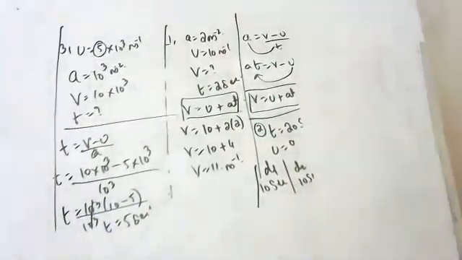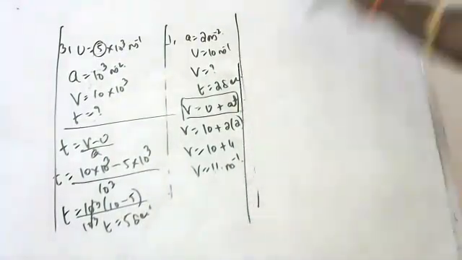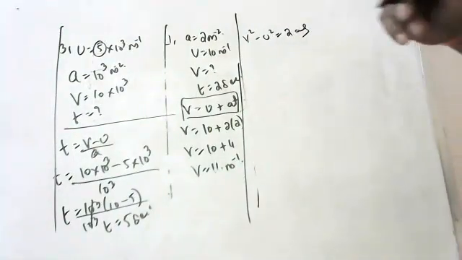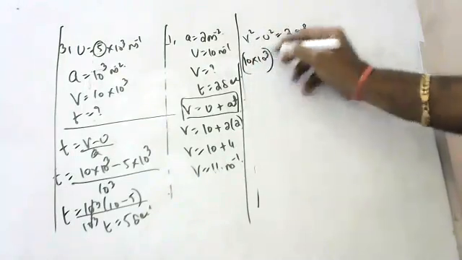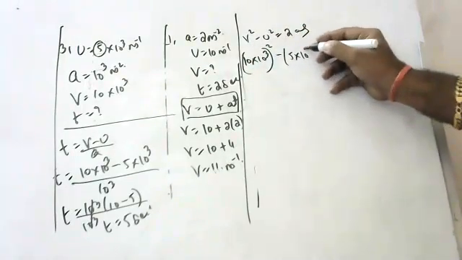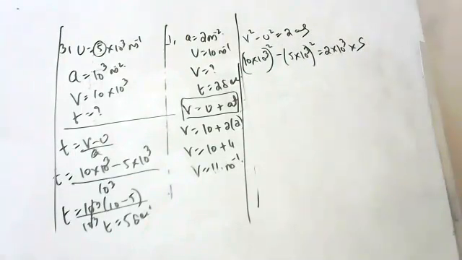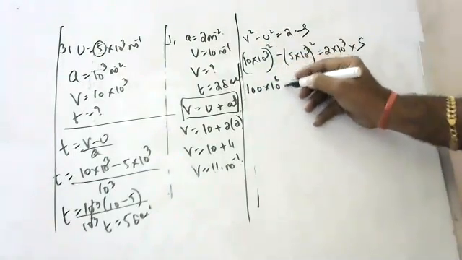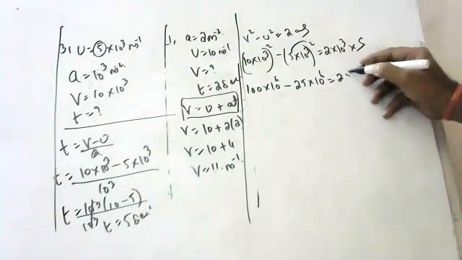What is the formula we will use? V square minus U square is equal to 2as. Come on, tell me. V square is 10 into 10 cube, whole square, minus 5 into 10 cube, whole square. So 10 tens are 100, 100 into 10 to the power of 6. 5 fives are 25, 25 into 10 to the power 6.